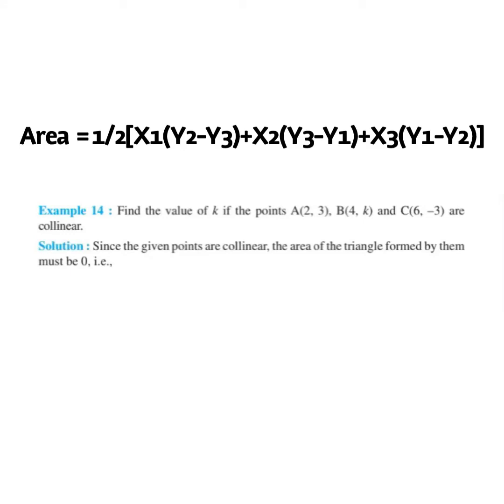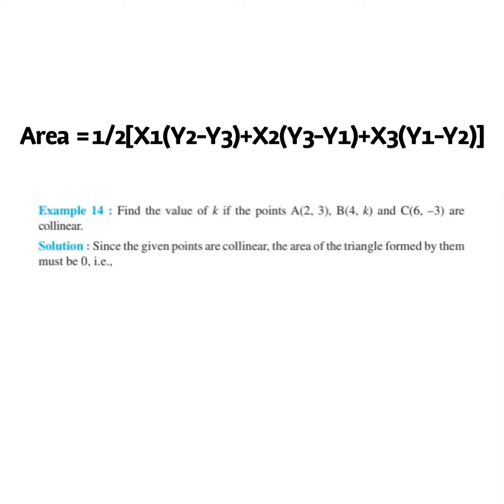Example 14. Find the value of k if the points A (2, 3), B (4, k) and C (6, minus 3) are collinear points. Now here they have mentioned that A, B and C are collinear points. Since A, B and C are collinear points, the area of the triangle will be 0. We have seen in example 13 also. So here we have to find value of k, and what is given to us?